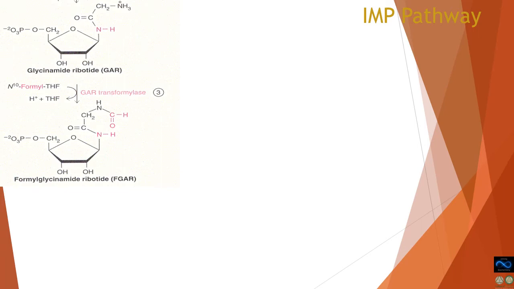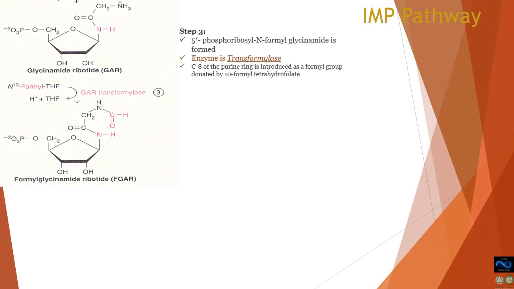In the third step of the IMP pathway, the transformylase enzyme converts glycinamide ribotide into formylglycinamide ribotide. Here the formyl group from N10-formyl tetrahydrofolate is utilized and added to the already added glycine unit. So another atom of the purine ring is added here, which eventually makes the C8 of purine.